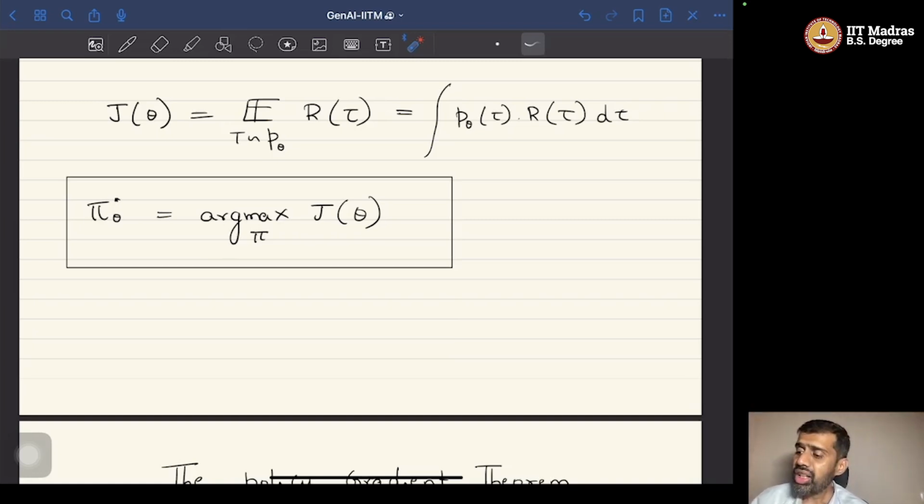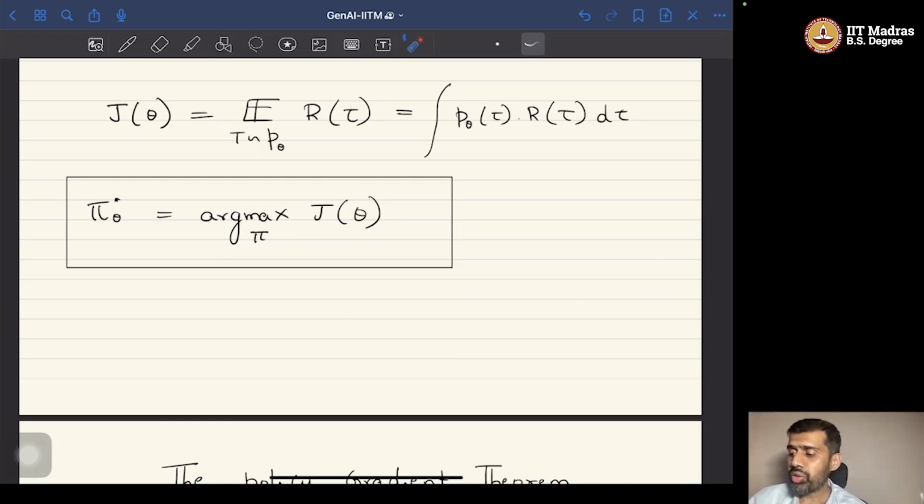Suppose the policy that we are optimizing over can be represented using differentiable functions such as neural networks. One example is the particular case that we are considering, where the policy is represented using transformer kind of architectures, which is a language model. In such cases, this optimization problem can be solved using the usual stochastic gradient methods.